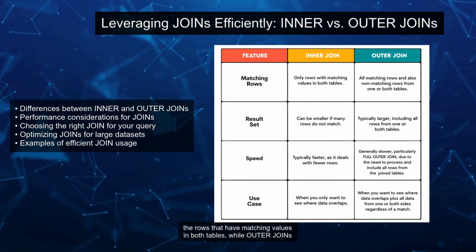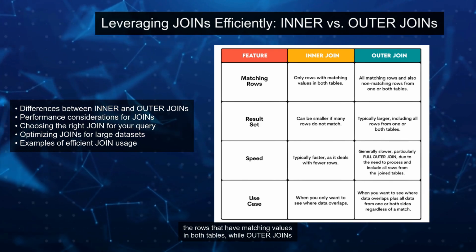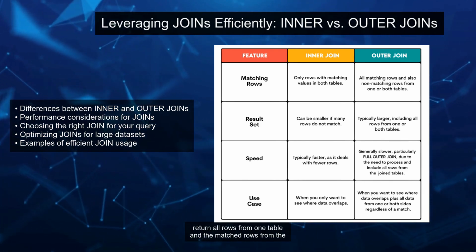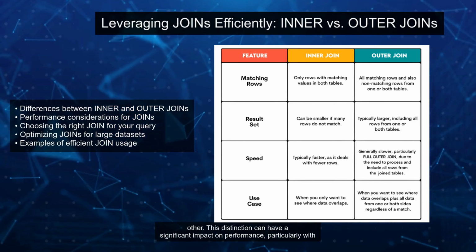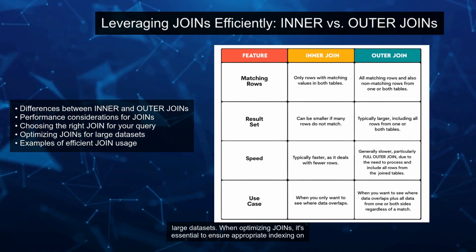Inner joins return only the rows that have matching values in both tables, while outer joins return all rows from one table and the matched rows from the other. This distinction can have a significant impact on performance, particularly with large datasets.